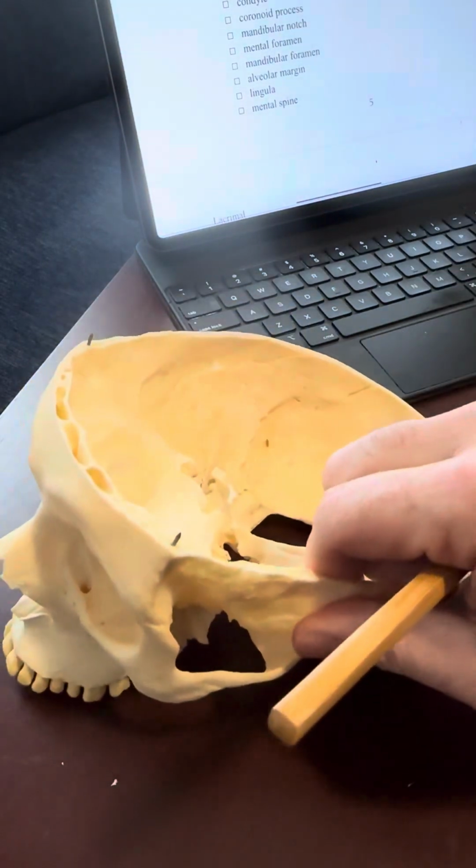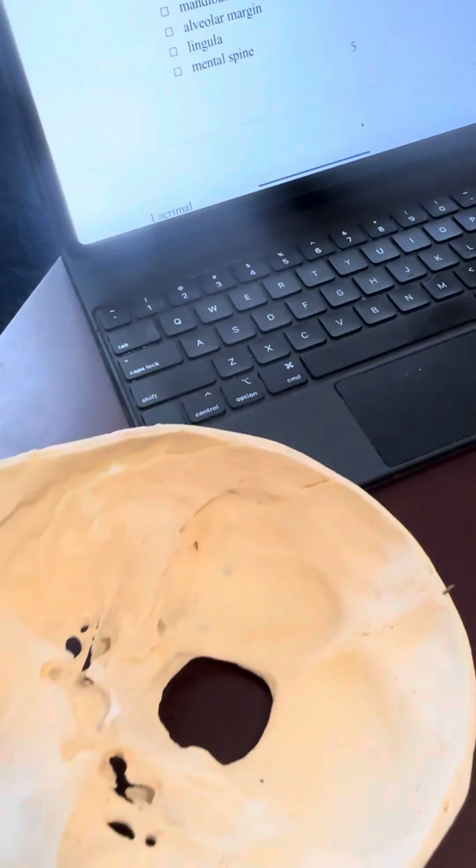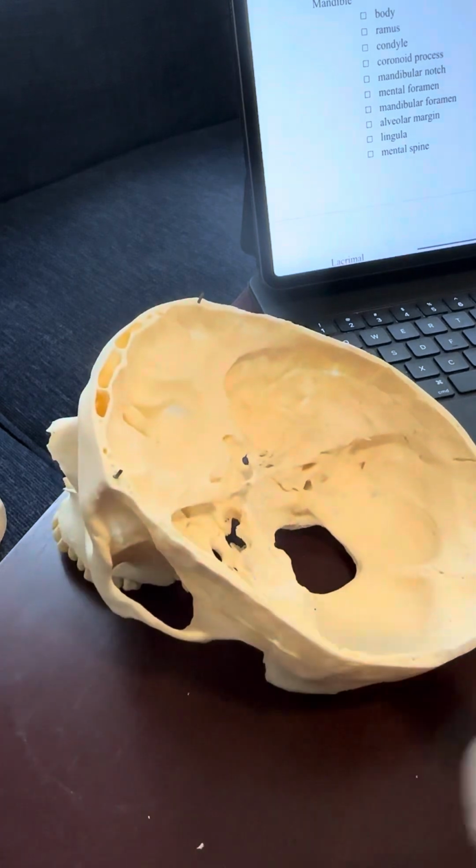Okay, changing course here, we're going to look at the mandible. Sorry about that. We're looking at the mandible.